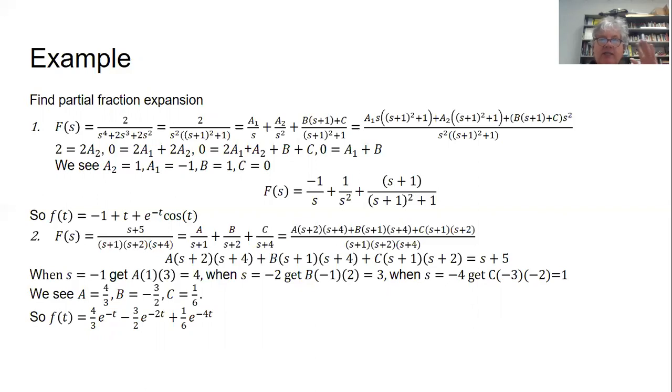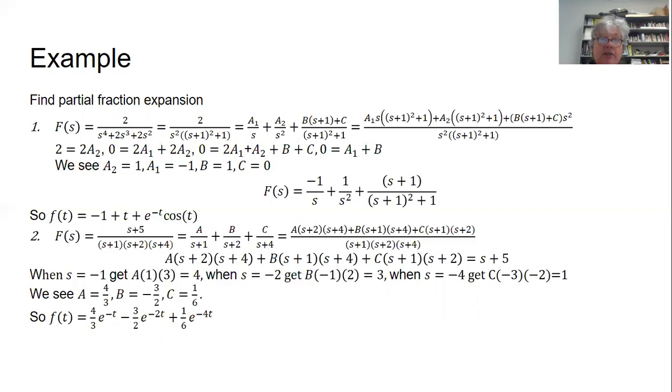I'm going to have an a1 over s plus an a2 over s squared plus a b times s plus 1 plus c over the quadratic term. I bring it together, and I get that complicated expression there in the numerator, and in the denominator I get back what I started with. Now we just go through power by power. If you look at that numerator, what's the constant term? The constant term only turns up in A2, because in A1 and the B's and the C's, we're multiplying by an s. So we've got 2 equals 2A2, and straight away we can see that A2 is 1.